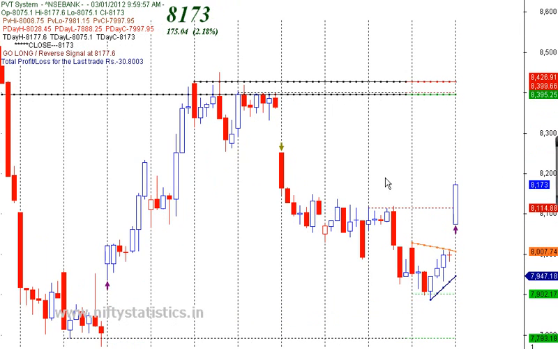Here we are getting a warning signal. This is a warning signal. No action has to be taken at this signal. You will buy at 1 rupee above this warning rate. That is, you will put a stop loss buy at 8178.60 paisa. You are getting 30 points minus in this trade.